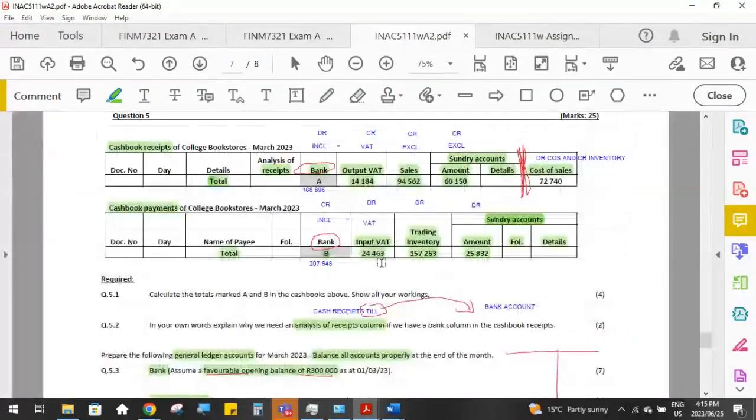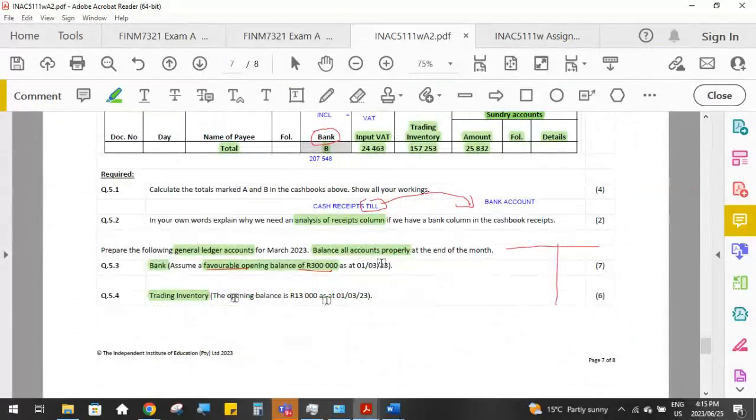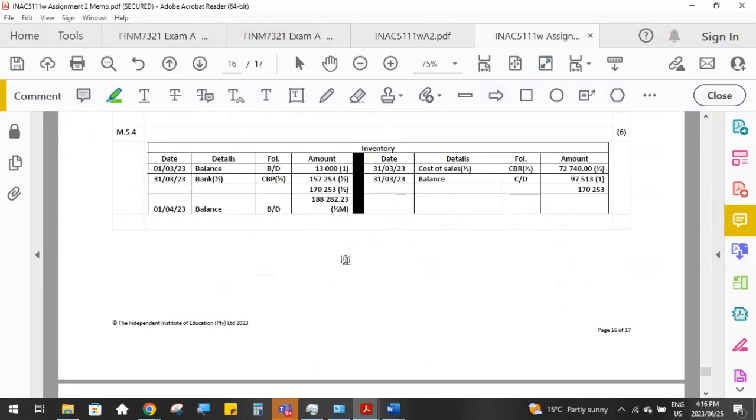So with the inventory account, they told us the opening balance is 13,000. So inventory is an asset, and the balance in your inventory account is always going to be a positive balance because you can't have a negative amount of inventory. So they don't have to tell you that it's a favorable opening balance. Inventory is always going to be on the debit side because it's an asset account, and assets increase on the debit side. So the 13,000 you would have then recorded on the left-hand side, the debit column.